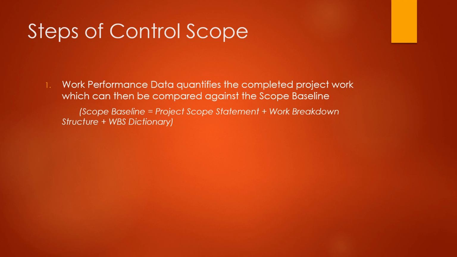First thing, work performance data quantifies the completed project work. So this is what work performance data does. So whatever project work that has been completed, to come up with a number, how to quantify your completed project work, that is what work performance data does. So work performance data will give you numbers, will give you a quantity of the completed project work, right? Which can then be compared against the scope baseline.